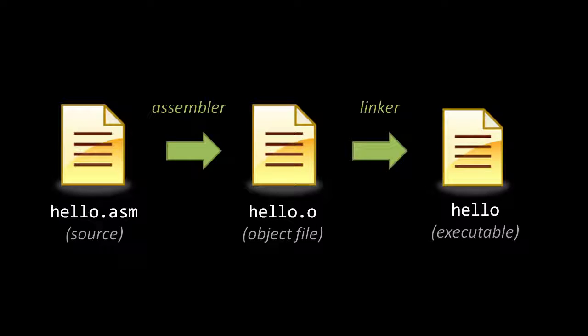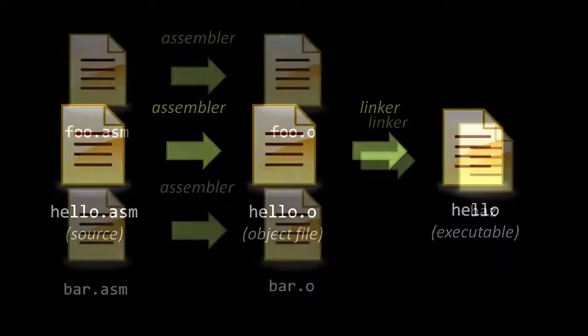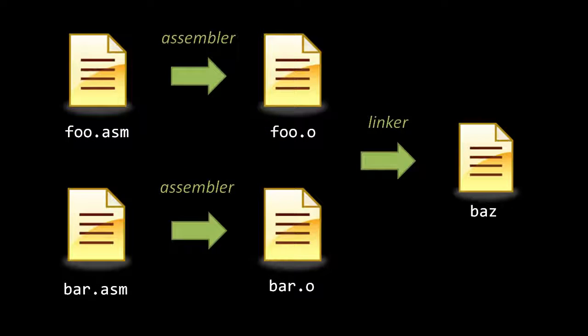To produce an actual executable file, we run the object file through another program called a linker. The reason for this extra step is that, in practice, we usually write the code of a program in multiple source files, files which we may wish to assemble independently. For example, if I've written my code in two files, foo.asm and bar.asm, and I want to produce one single executable file, here called baz, I first run each source file through the assembler independently, producing an object file for each, and then those two object files are run together through the linker, producing the executable.